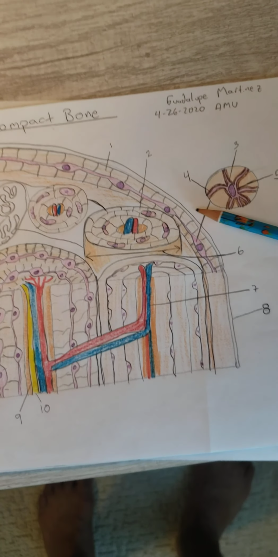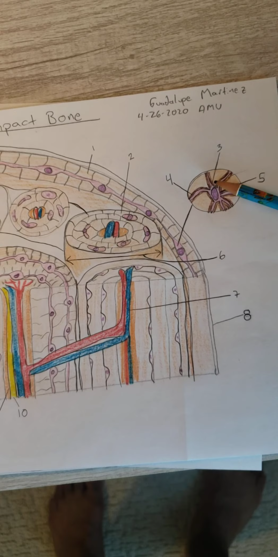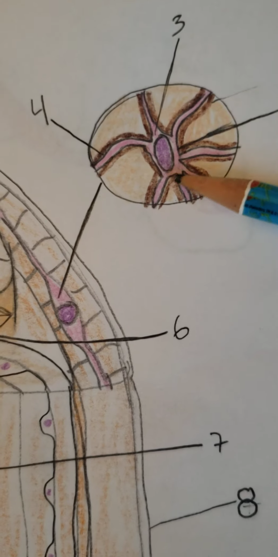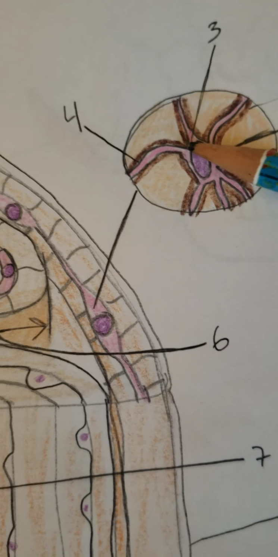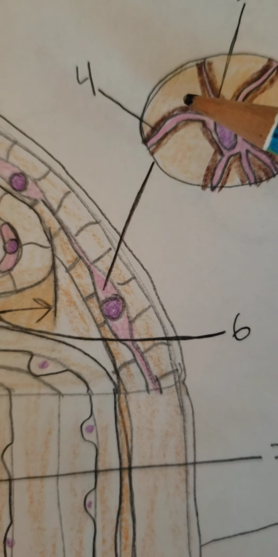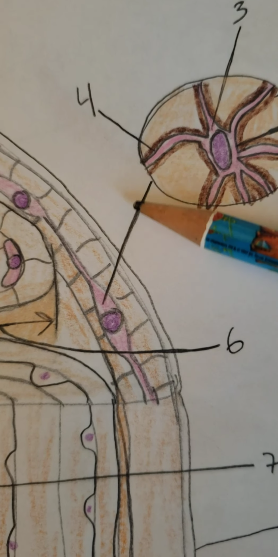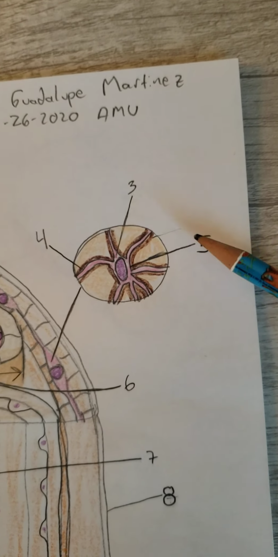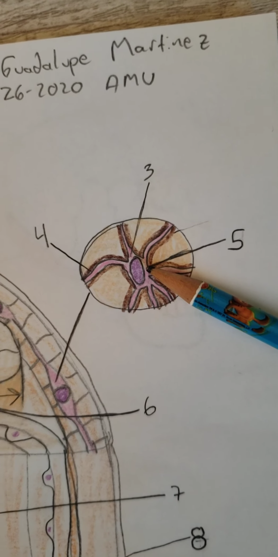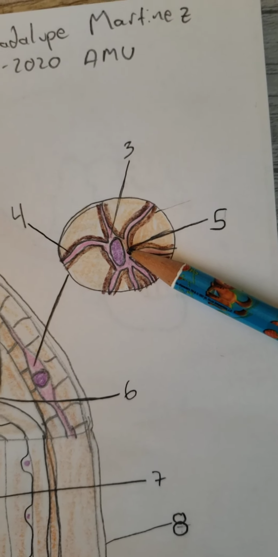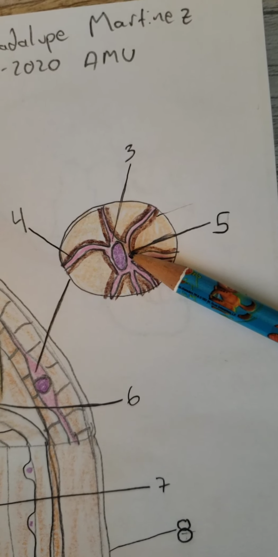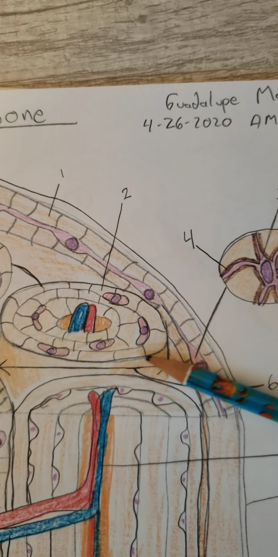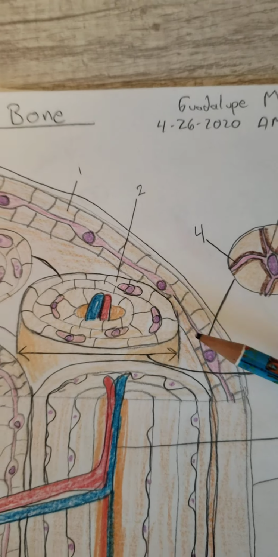Number three is the osteocyte. If you zoom in right here, the pink layer on the outside is the osteocyte. Number four is the canaliculi. Then number five, just on the outside of the osteocyte, is the lacuna. Number six, we just mentioned the osteon, so that's the whole portion right here.